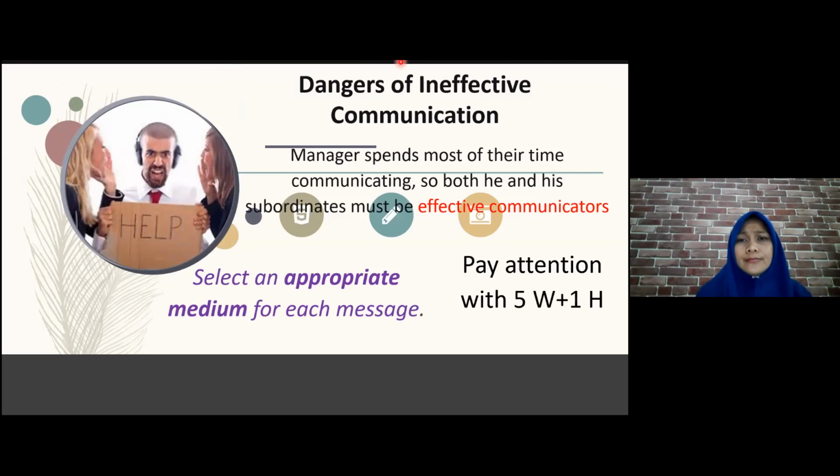In conclusion, the dangers of ineffective communication. If we don't prepare to have effective communication, you will be in danger of ineffective communication. As we know, managers spend most of their time communicating. So both manager and his subordinate or worker must be effective communicators. Whether you are a boss, a manager or a worker, we must be effective communicators.